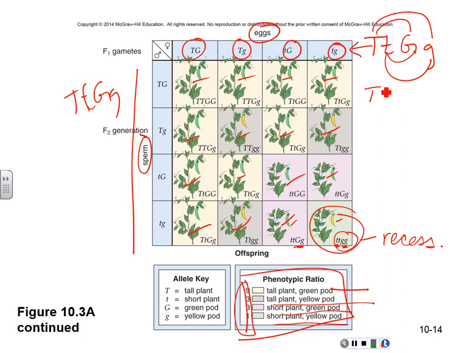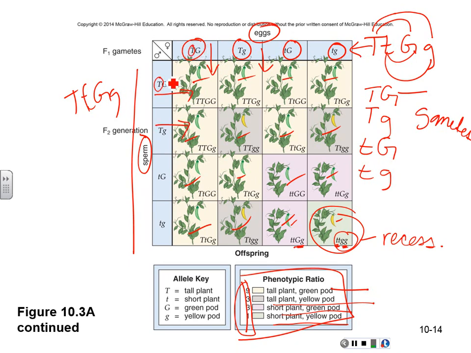So big T, big G, big T, little g, little t, big G, little t, little g. These are going to be your gametes. These go down, and then you put these gametes here, and they go across. So you see how you have big T, big G, big G. So what is your offspring? Big T, big T, big G, big G.